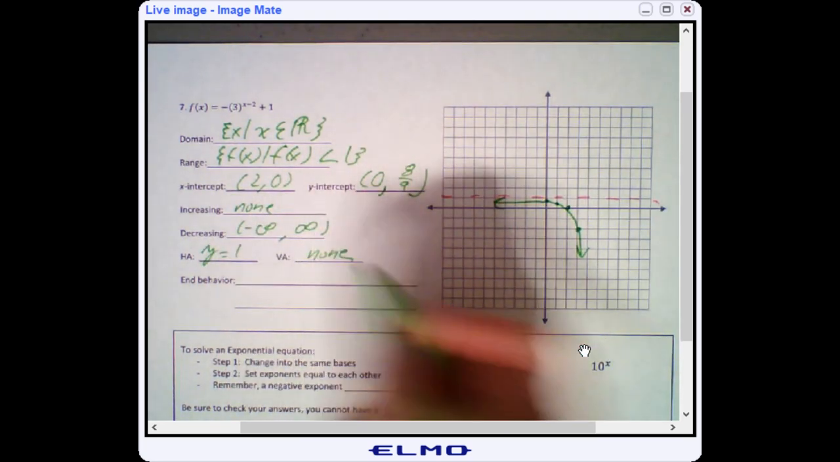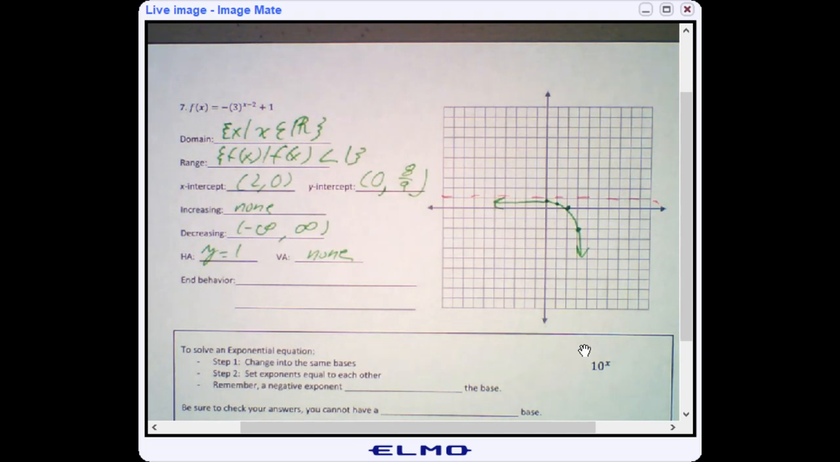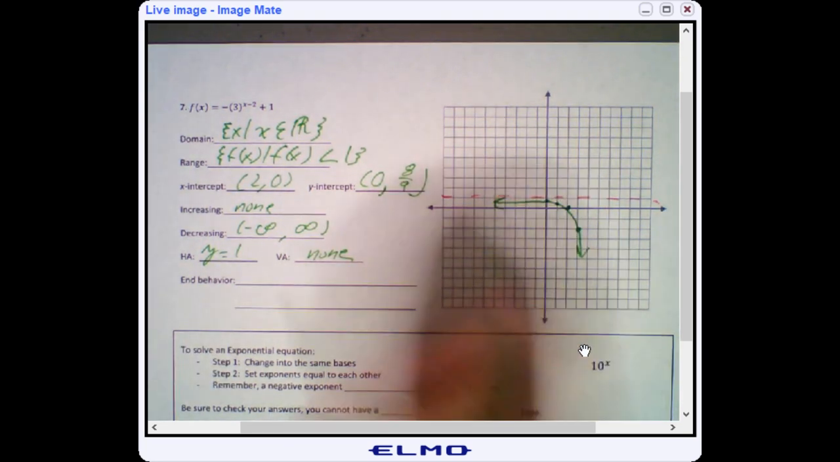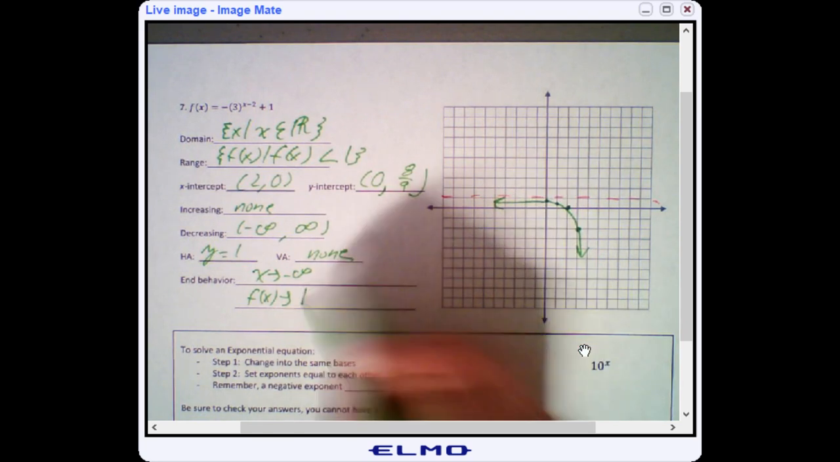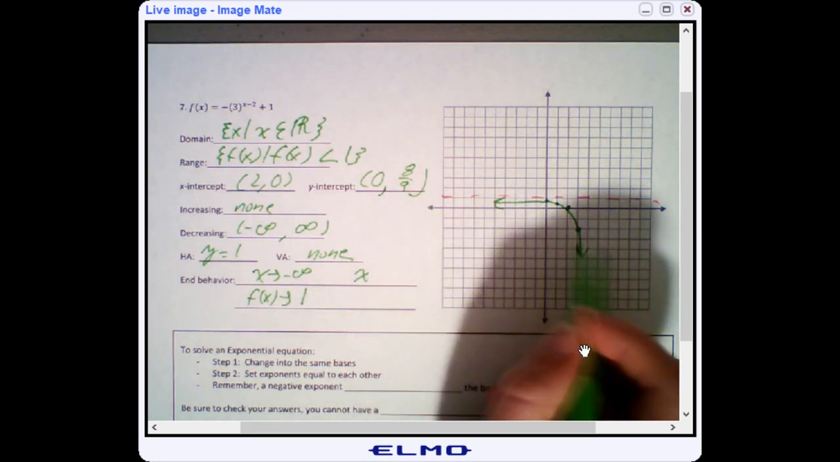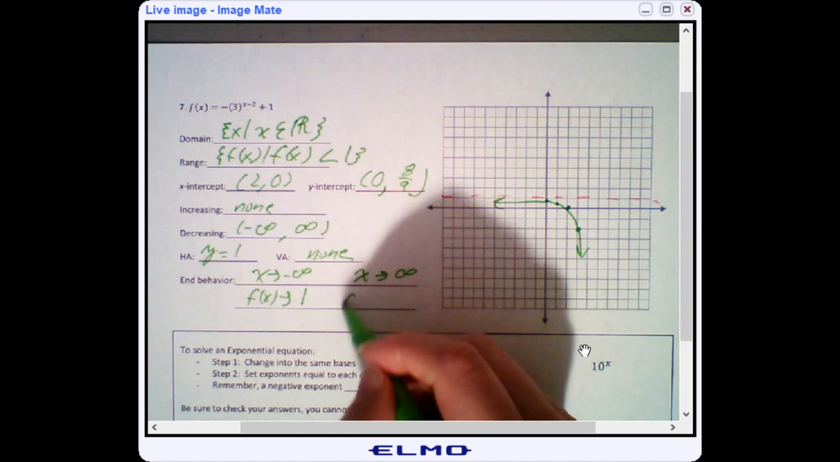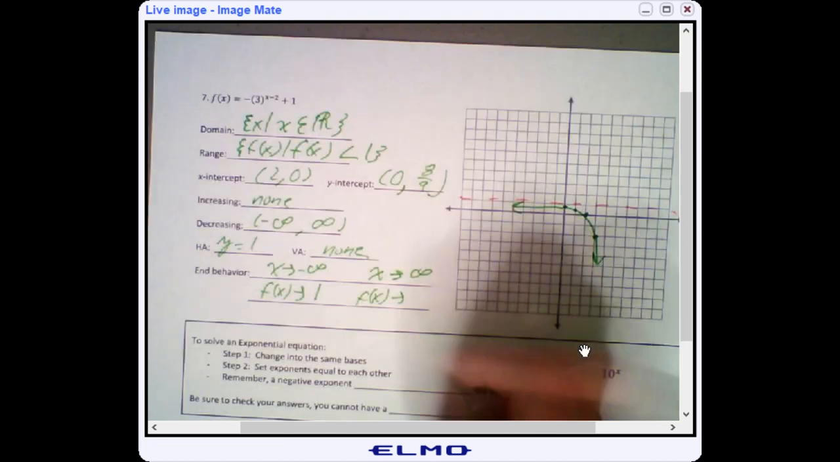Hopefully by now you guys have realized that for exponential, we will always have a horizontal, and you will never have a vertical. My end behavior, as x approaches negative infinity, as I go left, my y's are approaching 1. They're getting closer and closer to 1. As x approaches positive infinity, as I go right, f of x or y is going down, so it approaches negative infinity.